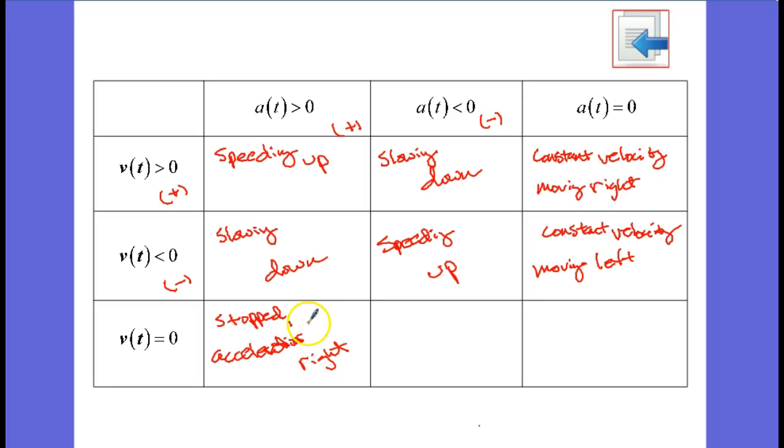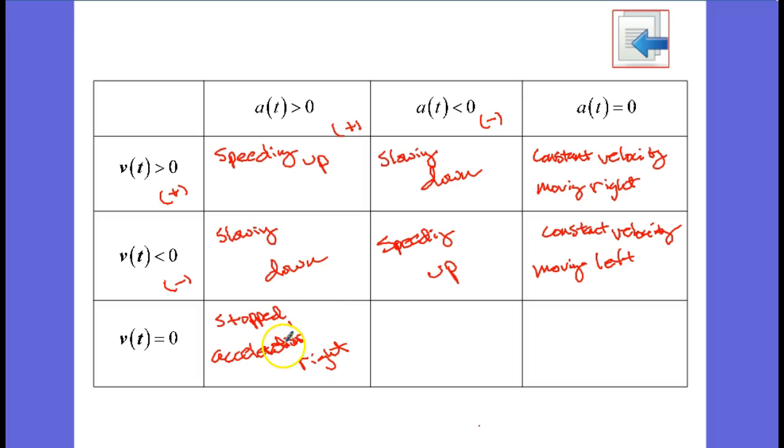So this is like a baseball that you've thrown up into the air. When it reaches the top of the arc, the velocity is equal to 0. It's neither moving up nor moving down at that particular time. So at that instant, the velocity is 0.